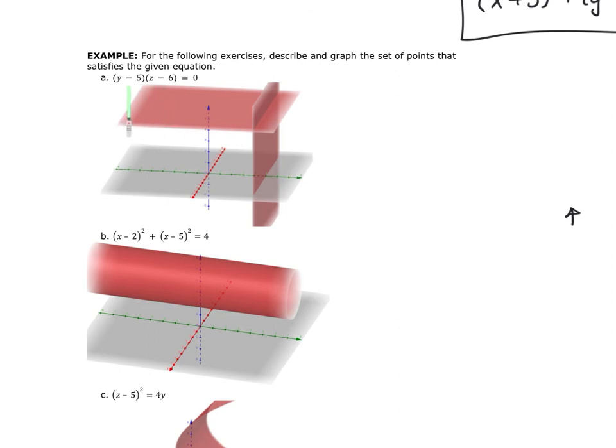Now, if I'm given y minus 5 and z minus 6 is equal to 0, then what I really have is the y is equal to 5 plane, and that's this one. Y is equal to 5 plane, because I set each piece equal to 0. Even though they're different variables, that's okay. And then, of course, this must then be the z is equal to 6 plane.